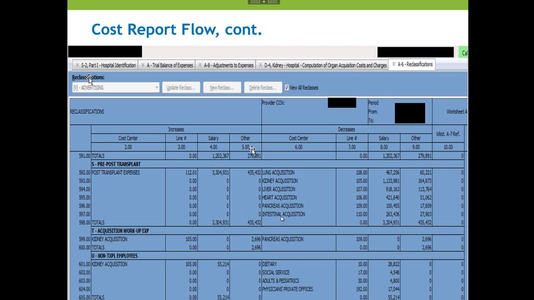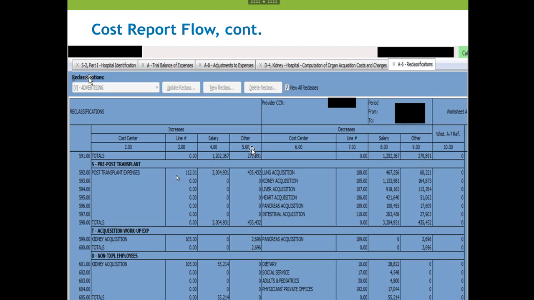This is being decreased. And the post-transplant expenses, line 590, this is A8, line 592, line 11201 on worksheet A, those are being increased in the same total amount. So basically costs are being moved from the acquisition cost centers to the post-transplant expenses, which they've separately reported here.